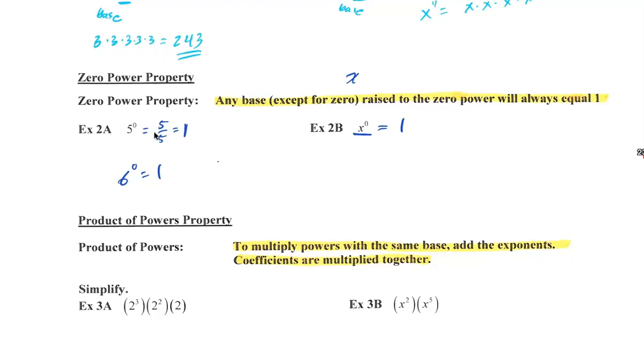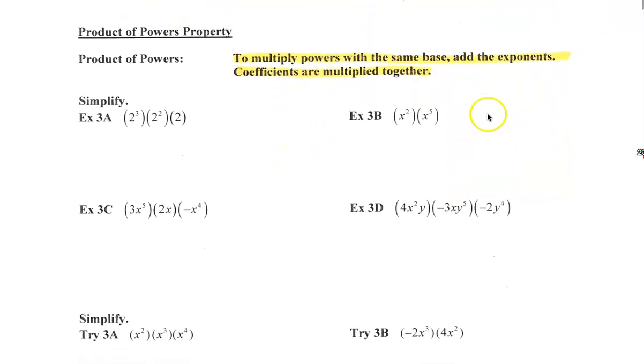Right? Anything to the 0 power except for 0, that's undefined. For the same idea, you can't divide by 0, right? 0 to the 0 would be 0 over 0, and you can't divide by 0. But everything else, it's just 1. So that's the first property, the zero power property. Anything to the 0 power except for 0 is 1.